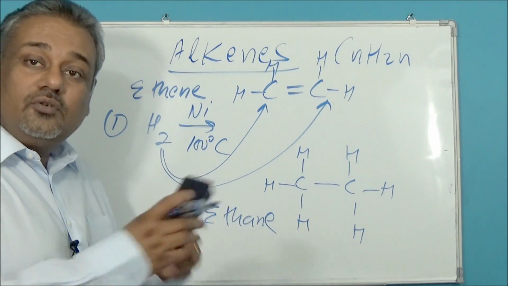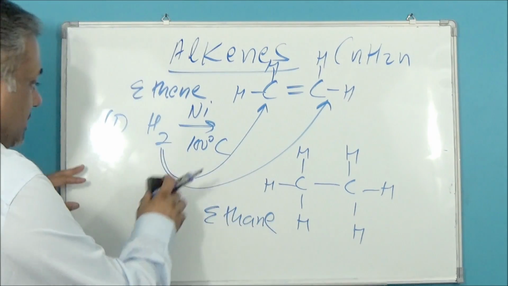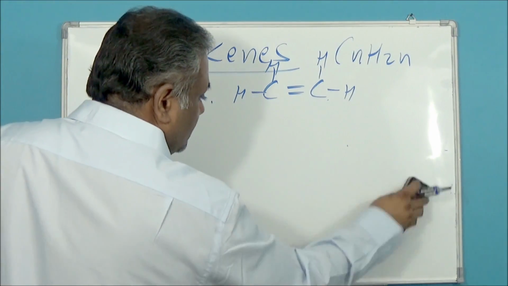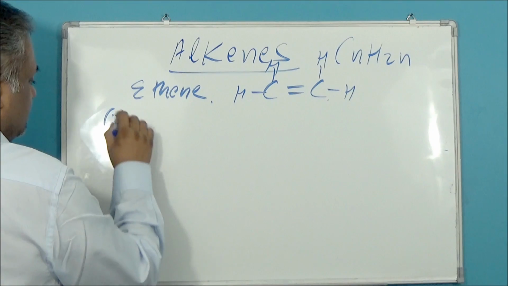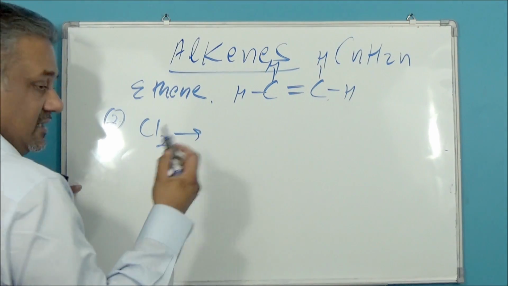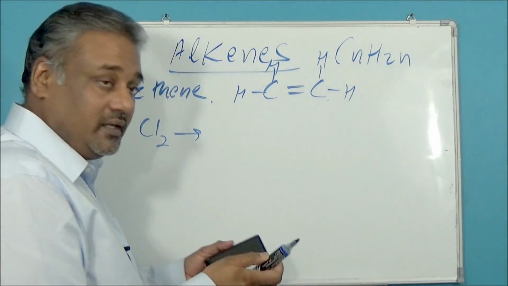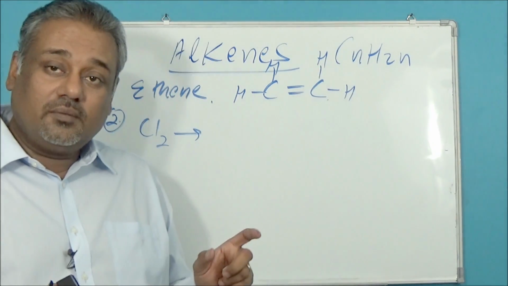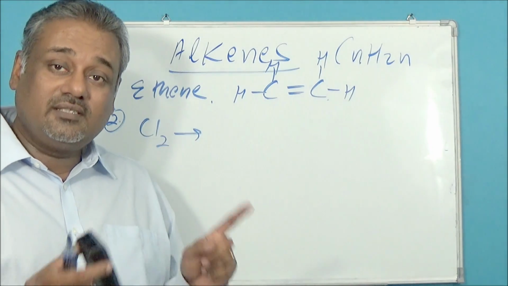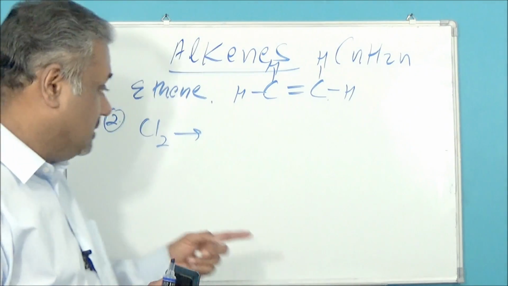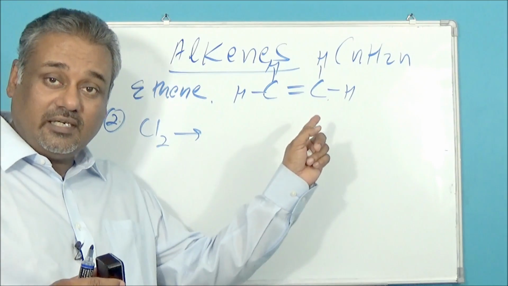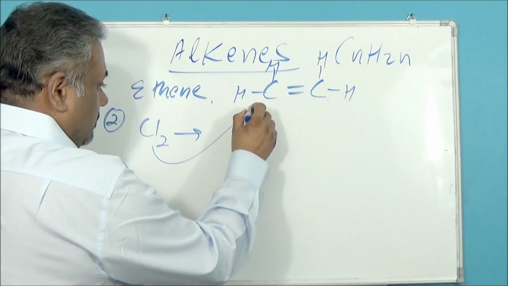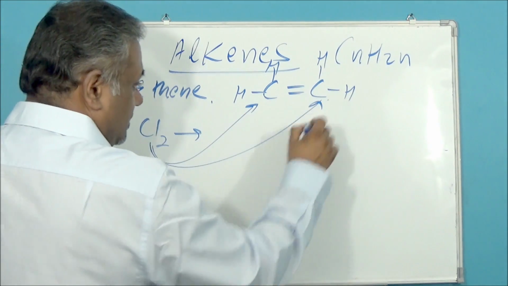Exactly on the same line, you could add different things to alkenes. For example, you could add chlorine. Now let's see what happens when you add chlorine. Exactly the same thing, but no special conditions required at this stage. Don't forget, if you add chlorine to a hydrocarbon in the presence of light, it's called a substitution reaction. But now you're adding chlorine directly to alkene. That's an addition reaction. So as we said earlier, one chlorine should come here, the other one should come here.